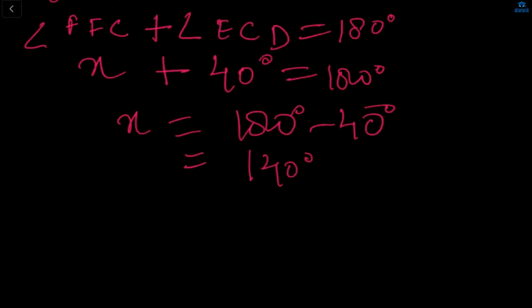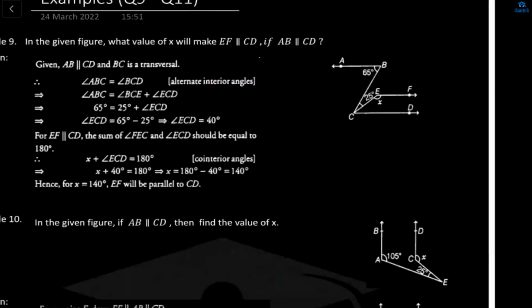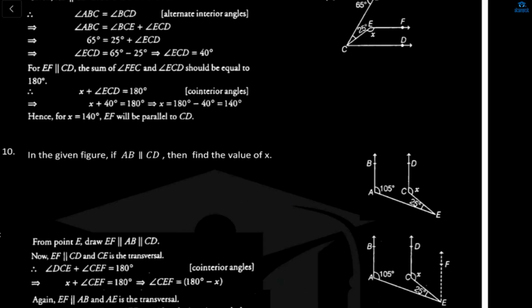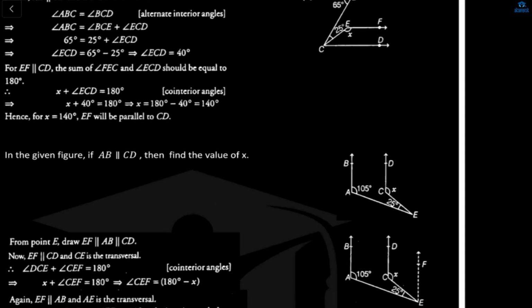Okay. Now let's see the next question. In the given figure, if AB is parallel to CD, then find the value of x. Now you have to find the value of x. AB is parallel to CD. Now let's copy the figure.